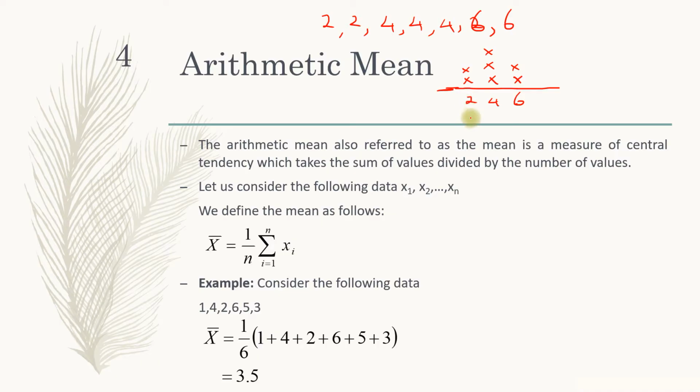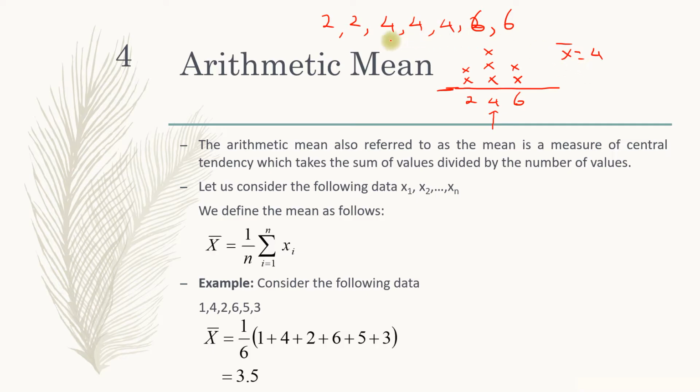If I put it at 2, all this structure will fall on the right. If I put it at 6, all will fall on the left. If I put it in between 2 and 4, everything will fall on the right. So I need to find a point of balance. And in this example, the point of balance would be automatically equal to 4. So then you would understand that the mean is equal to 4.